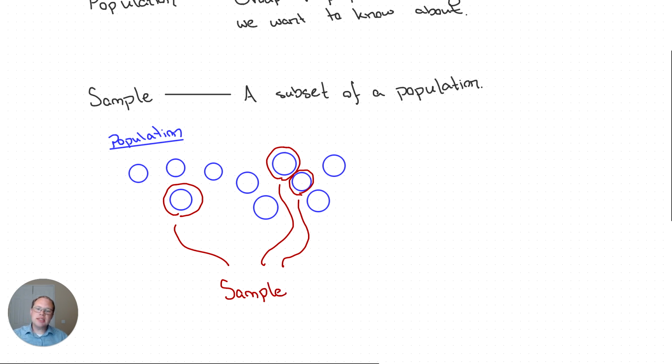That's the difference between a population and a sample. Population is the full group. Sample is the subset. It's the smaller group that we actually end up studying so that we can learn more about the population.